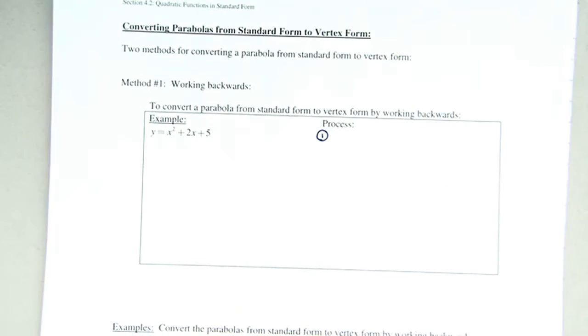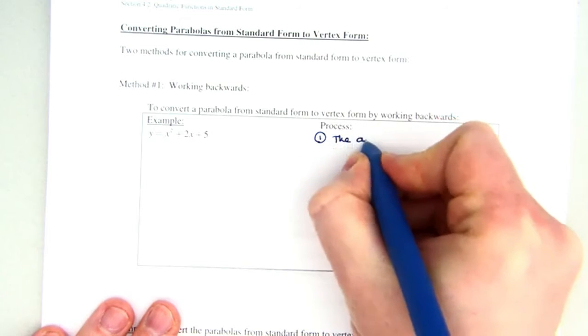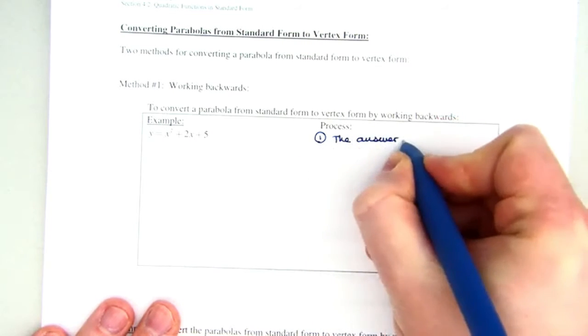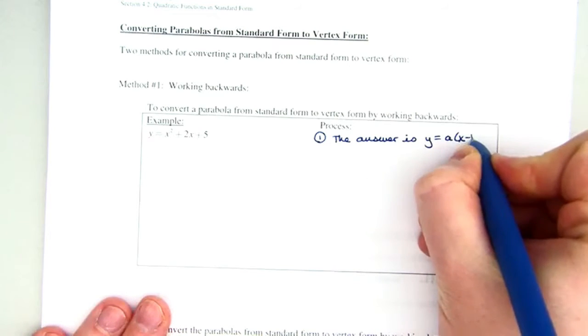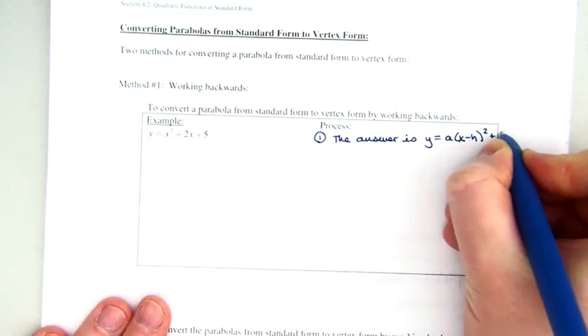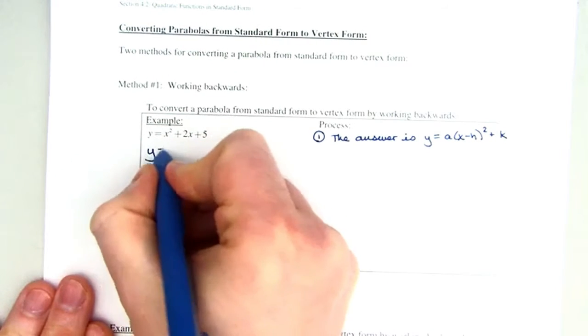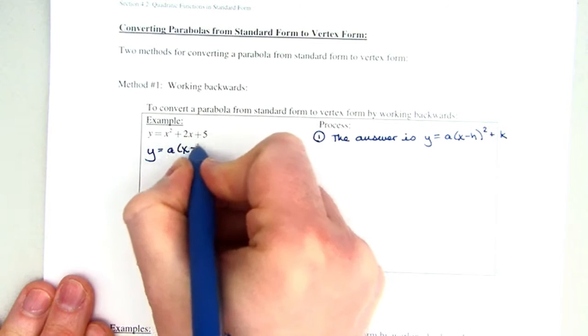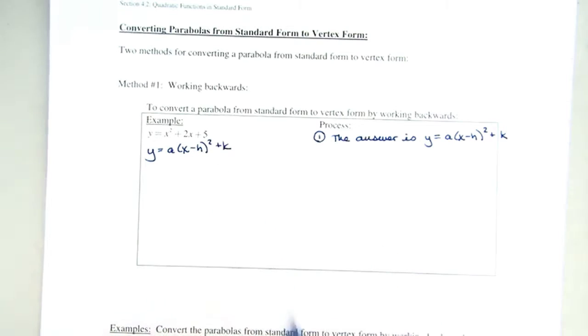First thing, I know what the answer is. I know that the answer has to look like y equals a times x minus h squared plus k. So I'm just going to actually state that. The answer is y equals a times x minus h squared plus k. I'm going to write that over here as well. I know when I'm done, my answer has to be in this form. I really just have to find the a, the h, the k.